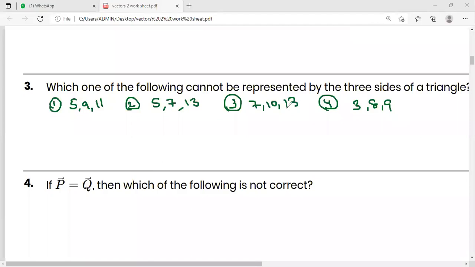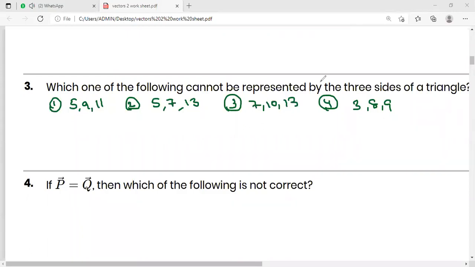Which of the following cannot be represented by 3 sides of a triangle? That is the question given. To form a triangle, triangular rule we use for vectors only now here. So any two vectors, if we consider the third side, the third vector should be in between sum of the two vectors and difference of the two vectors. Then only it can form a right angle triangle.